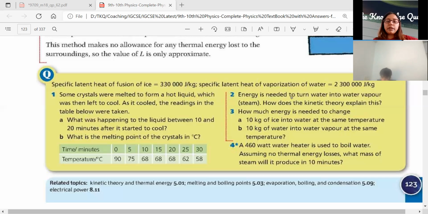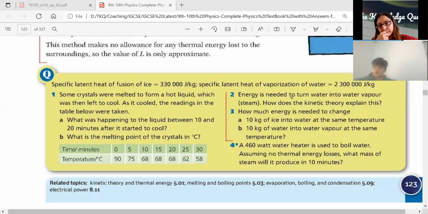Okay. Question number 3. So latent heat of fusion, ice into water. Yeah, so fusion is 330 kilojoules. So that's for 1 kg. So for 10 kg, we multiply that by 10. So that is 3300 kilojoules. What about the other one?